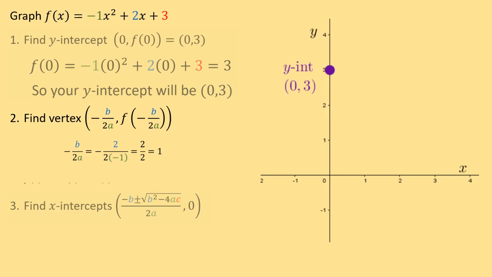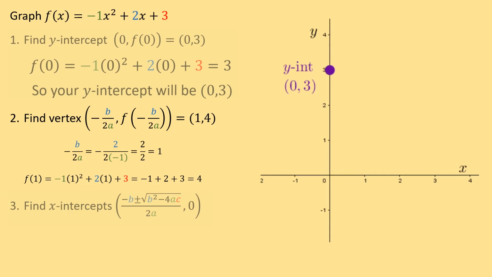To get the y value, we just take this x value we got, this 1, and plug it into the function. When we plug it in, we get negative 1 times 1 squared plus 2 times 1 plus 3. That ends up giving us negative 1 plus 2 plus 3, which equals 4. And so our vertex is going to be 1, comma 4, the x value being negative b over 2a, and the y value being the value we get when we plug 1 into the function.